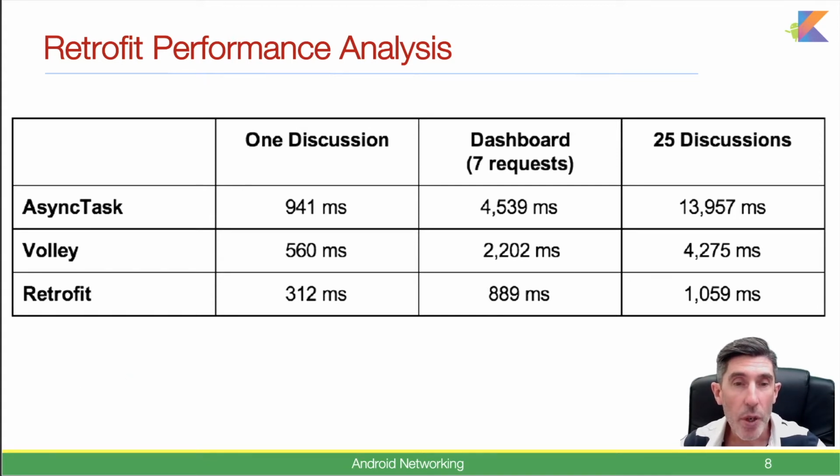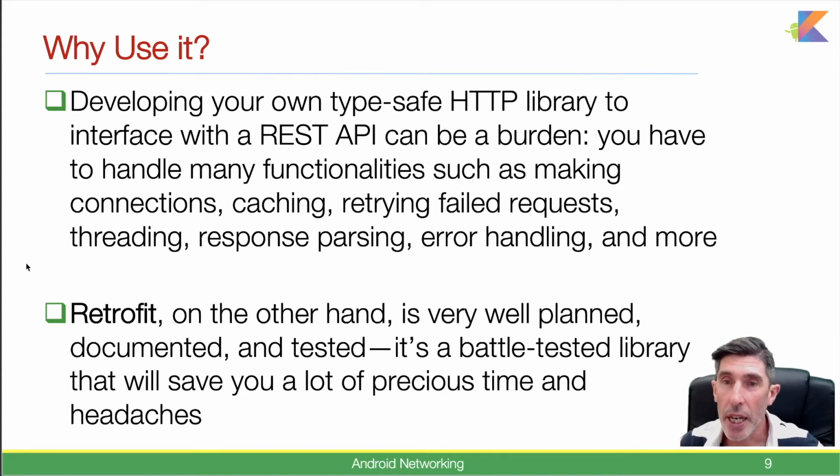So if we continue on, why use it? Okay, I touched on this before, but this is one of the main reasons why you would want to use the likes of Retrofit or even Volley if you choose to. Developing your own type-safe HTTP library to interface with a REST API can be a burden. You have to handle many functionalities such as making connections, caching, retrying failed requests, threading, response parsing, error handling, and a lot more. And that would have been the case if you were writing your async task. So again, it's the raw Java, raw Kotlin code. Okay. With Retrofit, it's very well planned, very well documented, and very well tested.